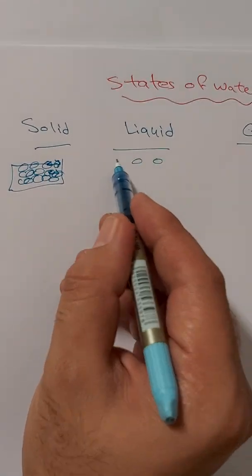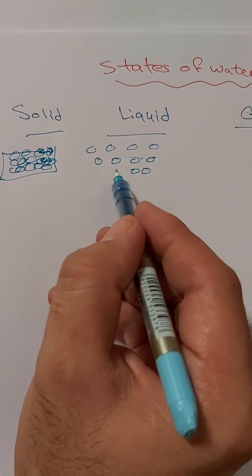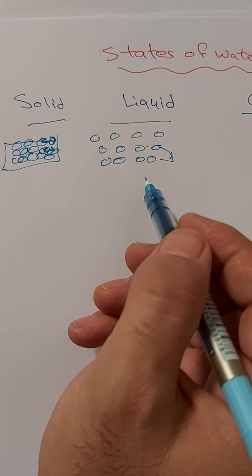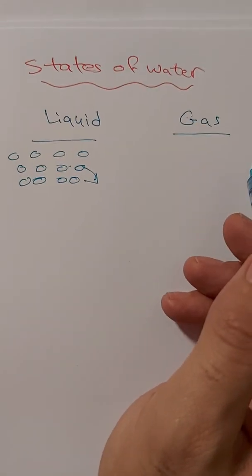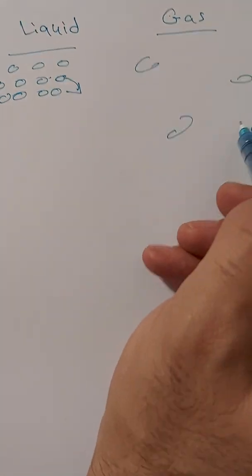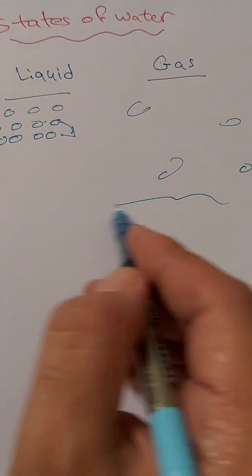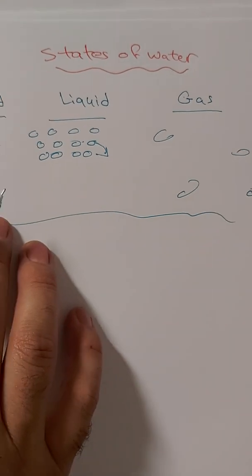Liquids are further apart than solids. Okay, so they slide past each other, so they take the shape of the container that holds them. Then gases have no definite shape and no definite volume, because the bonds between particles are so weak and the particles so far apart, so they have free motion.